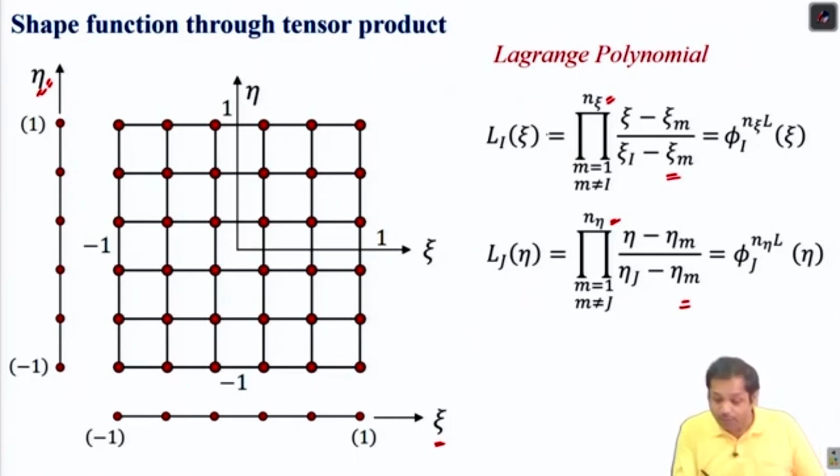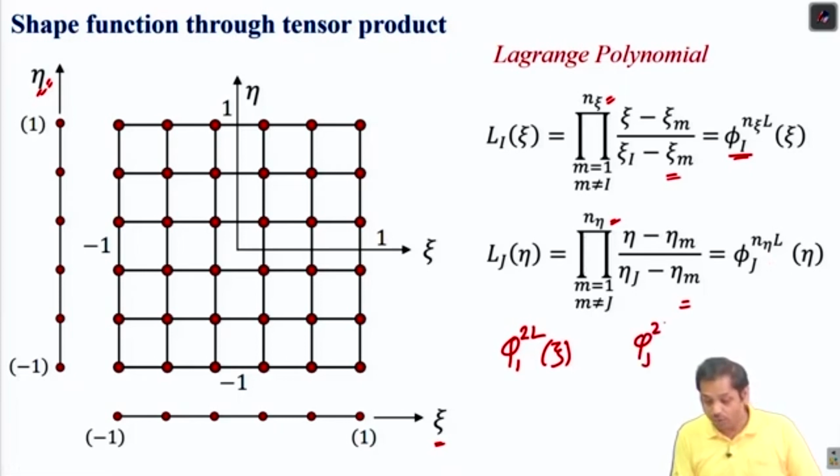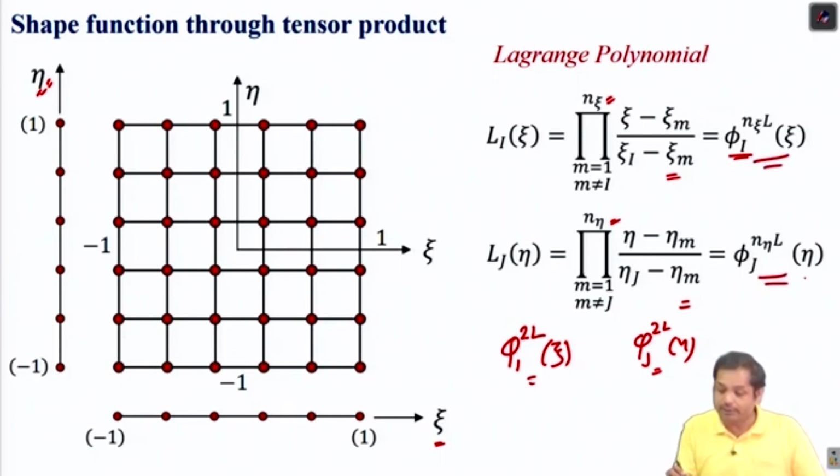And then this interpolation will give us phi_n_xi_l. Suppose n_xi is 2, which means you have 2 nodes in the xi direction; this will give us phi_I^l(xi), and this will give us phi_J^l(eta). Phi I to l and phi J to l, this is the notation we already used, we had seen it. So this is how we get this component in the xi direction and in the eta direction.